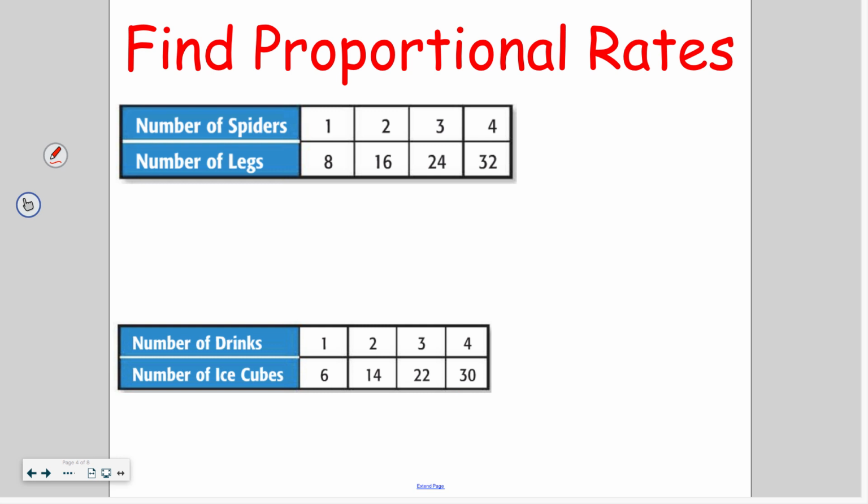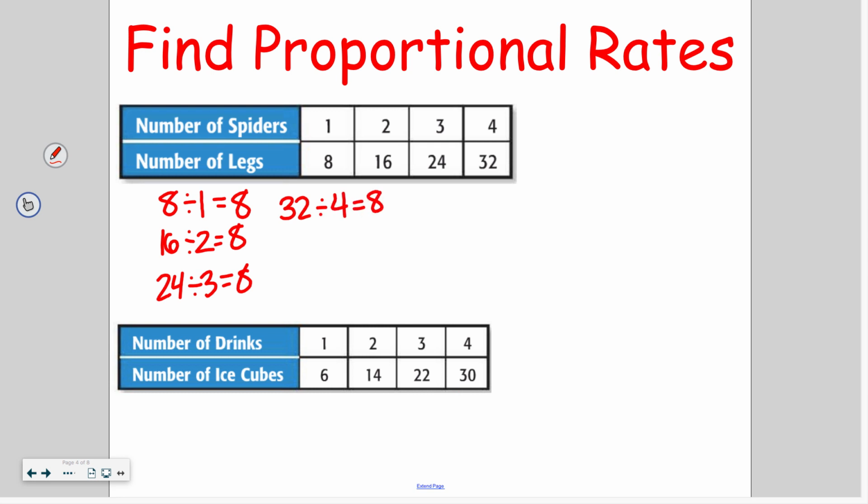This first one, if I did 8 divided by 1, I'm going to get 8. Then we've got 16 divided by 2, which is 8. 24 divided by 3 is 8. And finally 32 divided by 4 is 8. So this is a proportional relationship.